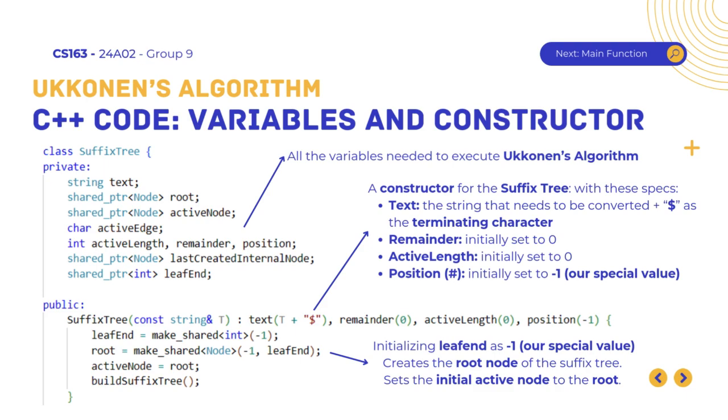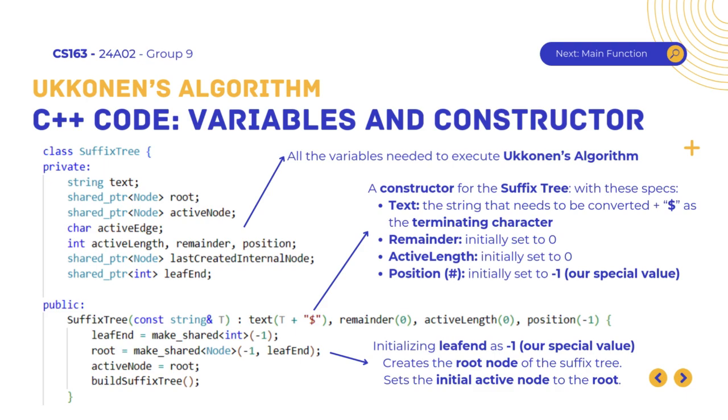The last part is the constructor for the suffix tree. We have the text. We add in the dollar sign as the terminating character. Remember, the terminating character cannot be in the alphabet that creates the string. So the string cannot have any dollar sign in it. Here we just use the dollar sign as a terminating character. If your alphabet has the dollar sign, please use another character. It's just a very special character that you don't have in your alphabet. That's fine.